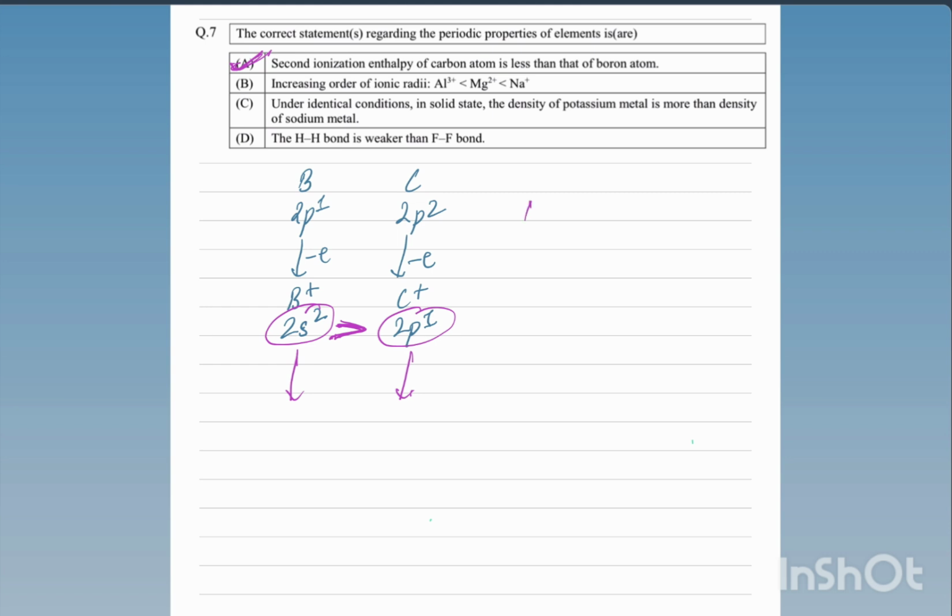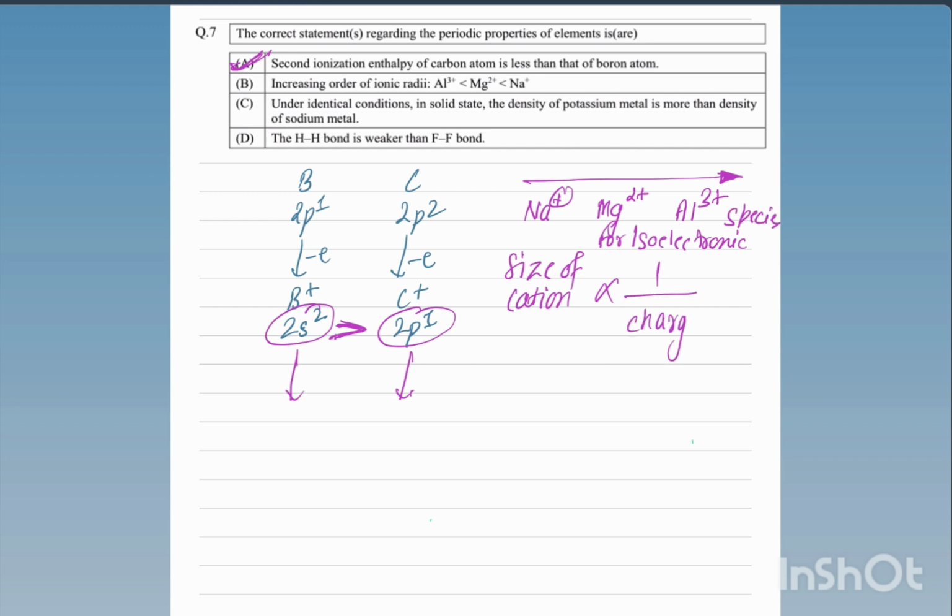As we go from left to right, the size of the atoms decreases, as well as the charge is increasing. That's why in case of cations, for isoelectronic species, isoelectronic species are the species which have the same number of electrons. The size of a cation is inversely proportional to charge. As the charge increases, size decreases. According to the same concept, the statement says so. That's why the B statement is also correct.